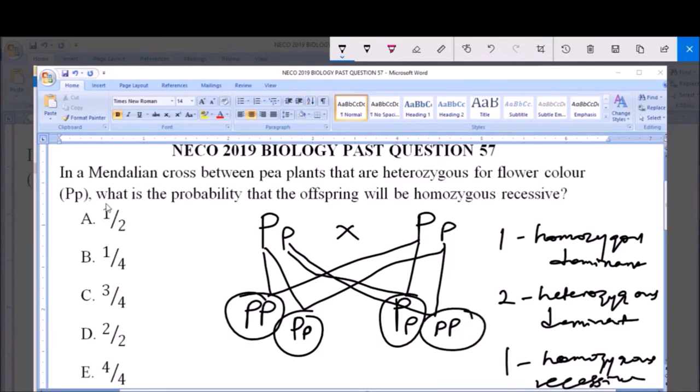Now the question says, what is the probability that the offspring will be homozygous recessive? Out of these four outcomes, just one is homozygous recessive. Therefore, the probability of homozygous recessive will be equal to 1 over 4. And that is option B. So the answer is option B, 1 over 4.